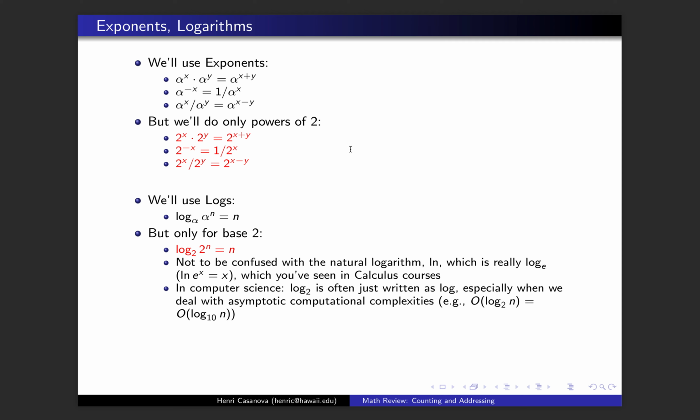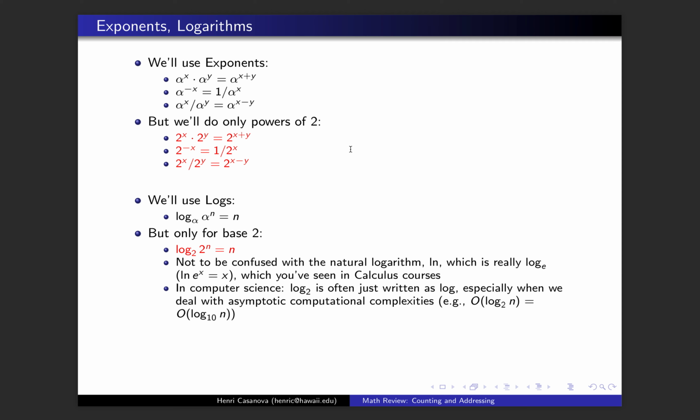Similarly, we use logs. Log base alpha of alpha to the n is equal to n. That's the definition. But again, we're going to use alpha equal 2, meaning we only do base 2. All right, so log base 2 of 2 to the n is equal to n, which is different from the natural logarithm, which is not base 2. In computer science, because of binary, we typically consider log base 2, and typically we don't write the 2, we just write log.